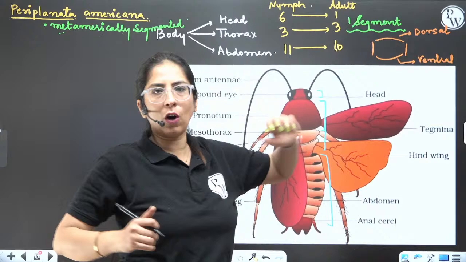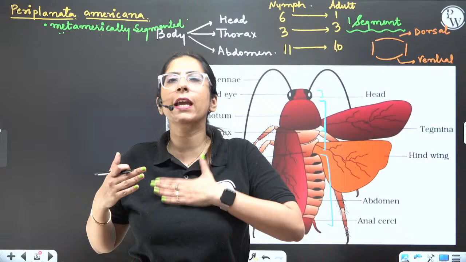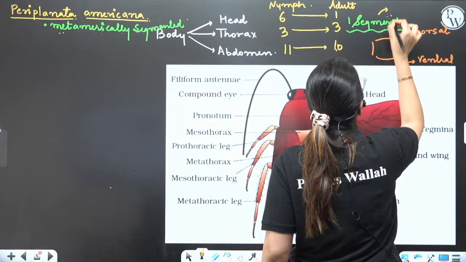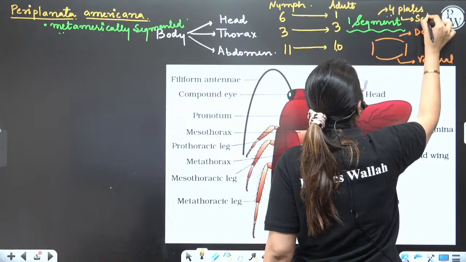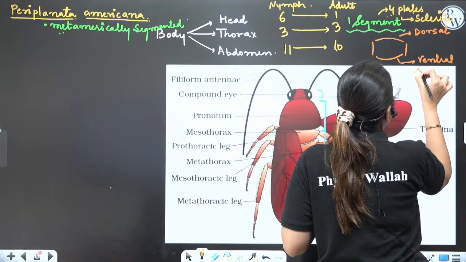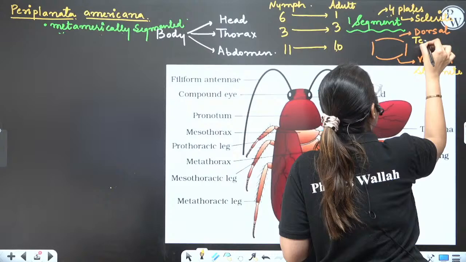Here some names are given. First thing is these plates, these four plates you can see, they are termed as sclerites. Ventral side, we have sternum. In our body, we have a sternum here. So, on the ventral side, the name of the sclerite is sternite. And here we have tergite. Clear? Dorsal tergite, ventral sternite.